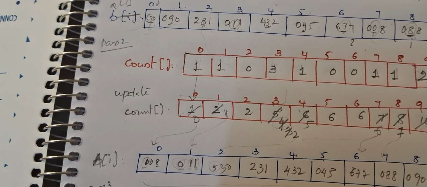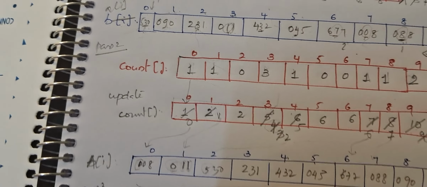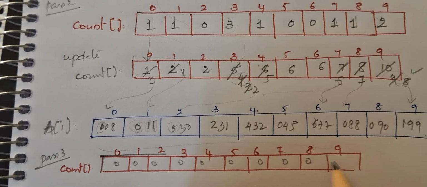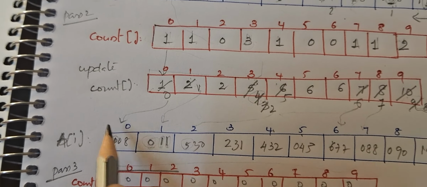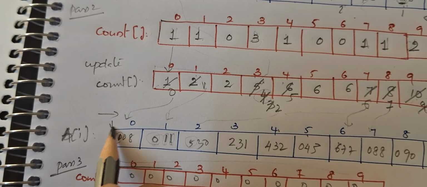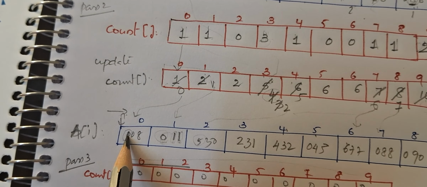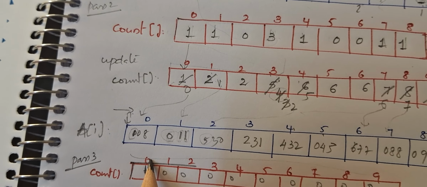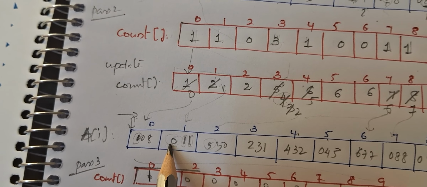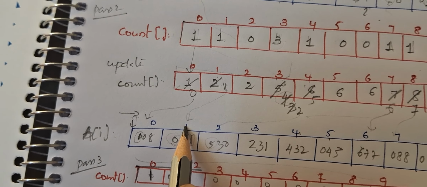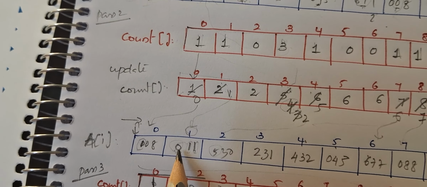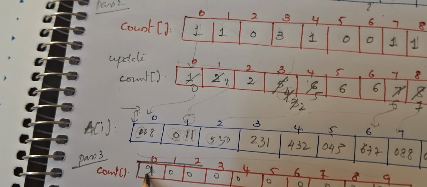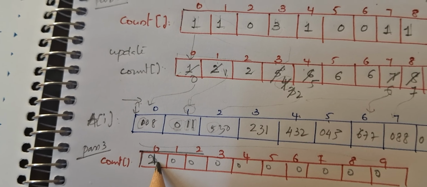Okay, so we need to set the count array. So how to set the count array? Initially we are putting 0 to all the elements of count array, then we are traversing the array. I is equal to 0, A of I equal to 0. So 0 is repeating one time, so increment the 0 by 1. Next is 0. Okay, I is equal to I plus 1, that is equal to I equal to 1. Then A of I equal to 0. So go to index 0 and update the value of count of 0.